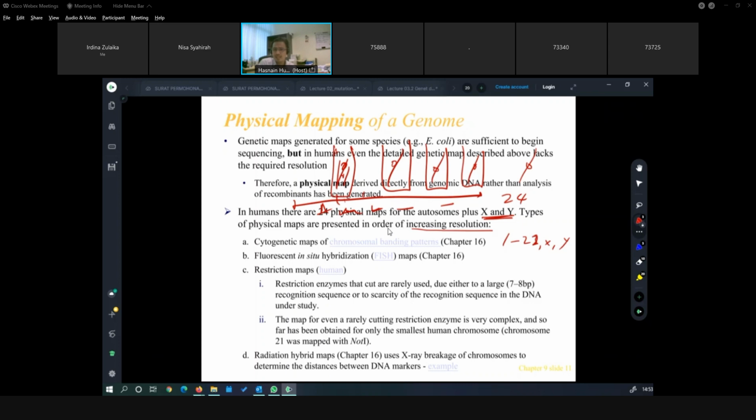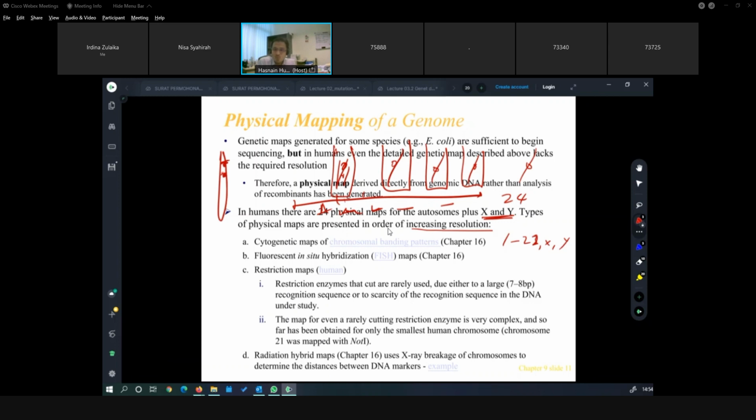For example, cytogenetic maps of chromosomal banding pattern. You know previously, in the chromosome, you can have dark and then light and then dark again, just like a barcode. That one is very low resolution because you can only see the pattern.